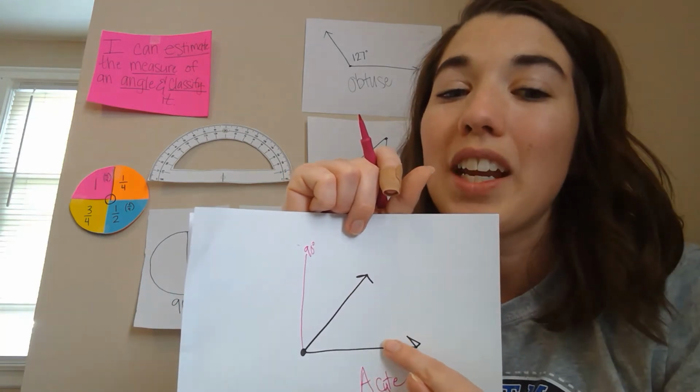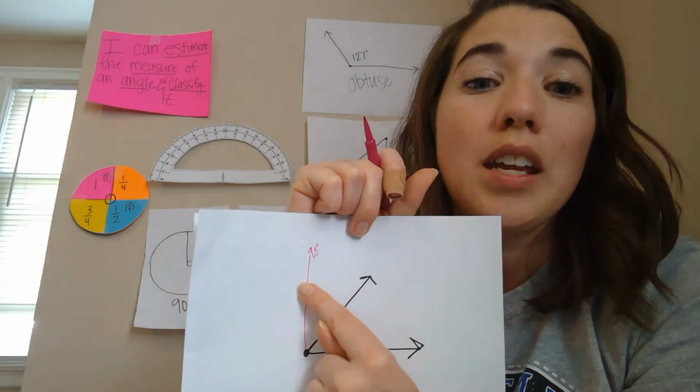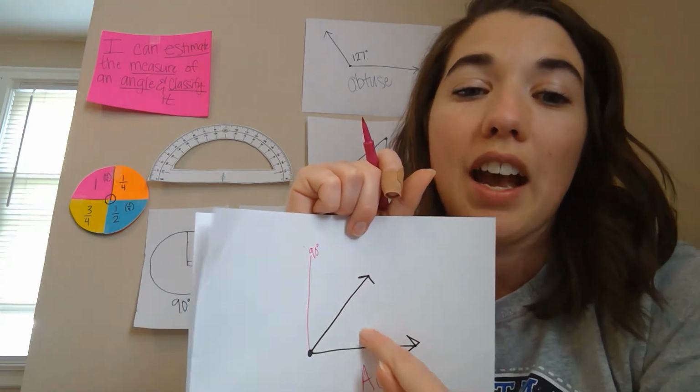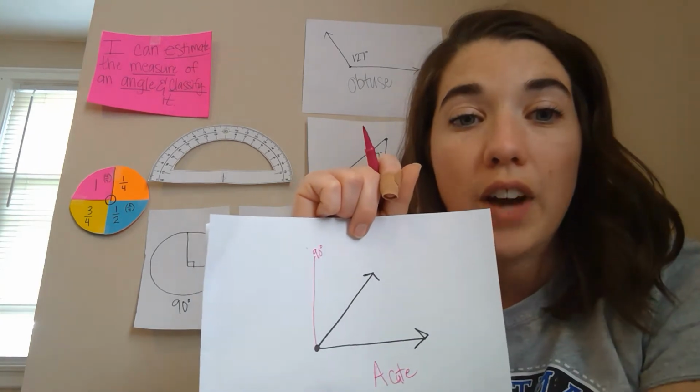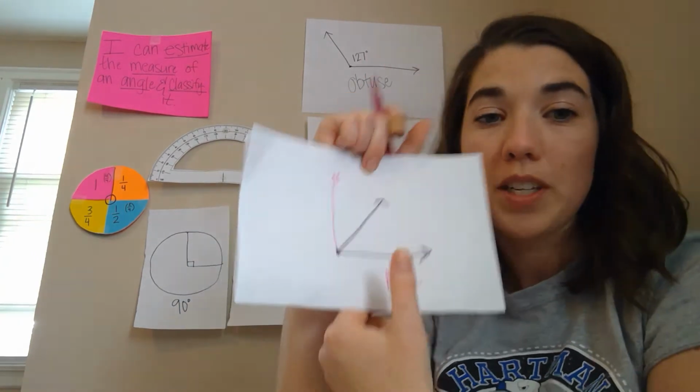If it was way down here, I'd have to guess a number closer to 1. And if it was way up here, I'd have to guess a number closer to 90. But since it's about halfway between, I think that 45 degrees is a good estimate for this angle measurement.